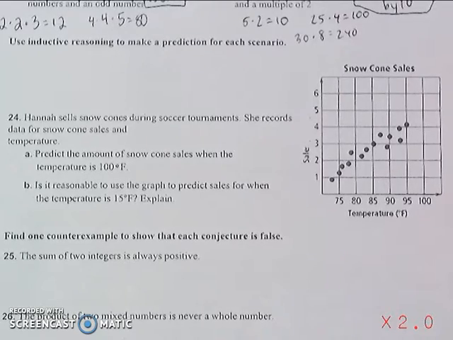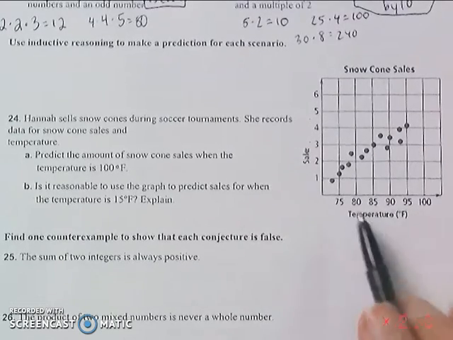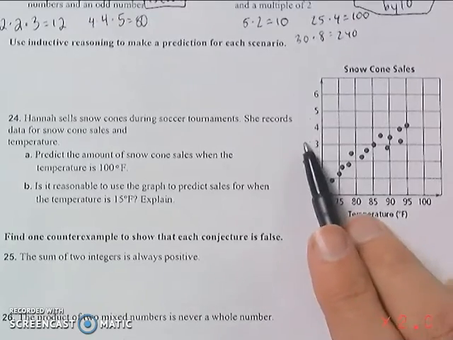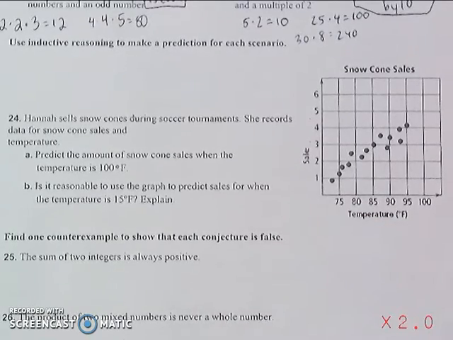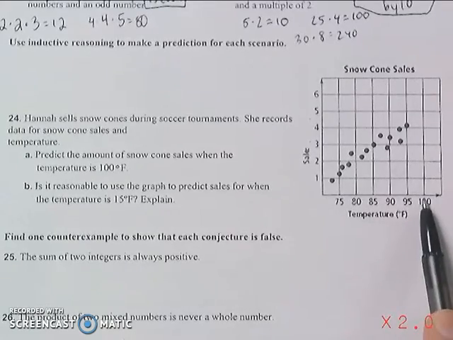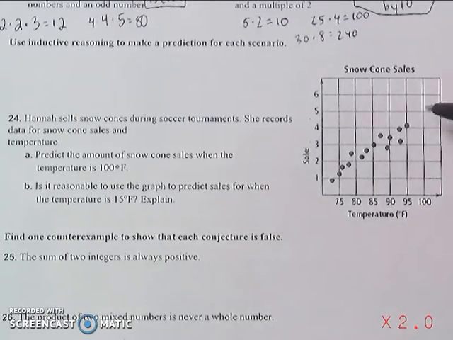Hannah sells snow cones during a soccer tournament. She records data for snow cone sales and the temperature. So we have our temperature here and the sales of our snow cones. Predict the amount of snow cones when the temperature is 100. I don't have any data at 100, but I'm assuming it's going to be somewhere around there.